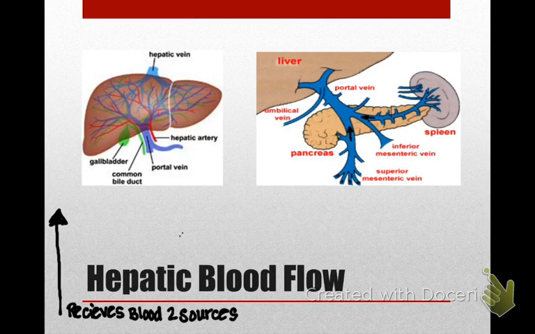The other picture, the reason why I put it up is because it shows the portal vein and how it has all these branches, right? So the nutrient-rich blood comes up from your intestines, and your inferior mesenteric vein is also involved there. Your superior mesenteric vein, it all attaches there to your portal vein. See how it all kind of connects? That's why I like this picture, because it gives you a bigger idea of how it is all connected.